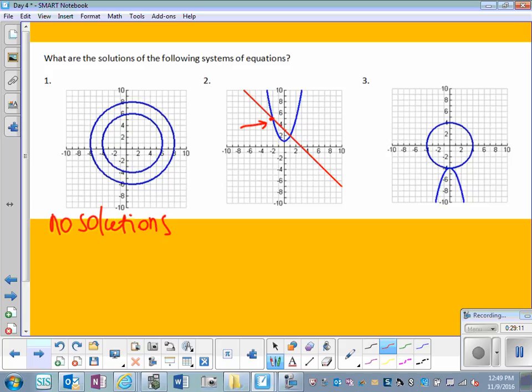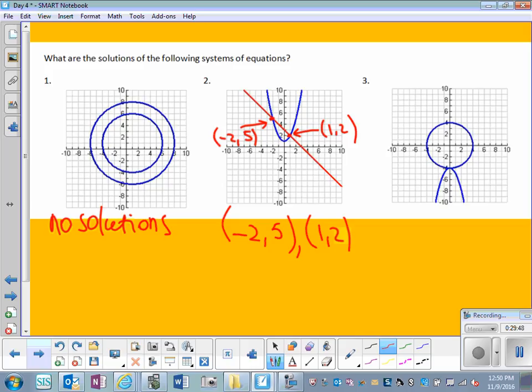Negative 2, 5. Looks like 1, 2. Then what about the second one? 1, 2. So when you are asked about the solutions to the system of equations, you just write them as xy pairs and then put a comma between. So the first solution xy and the second solution xy. 2 pairs, right? What about the last example?